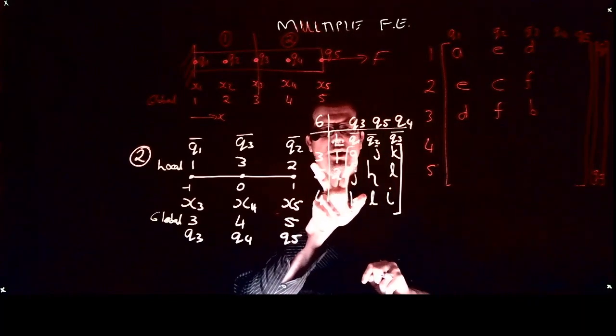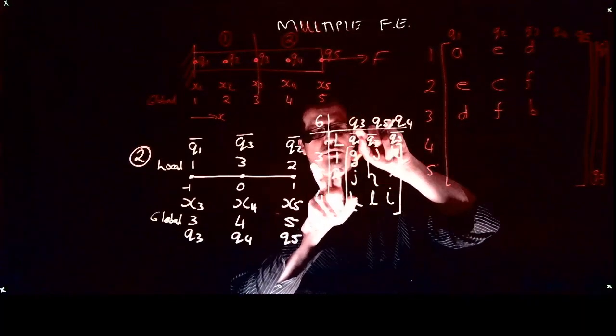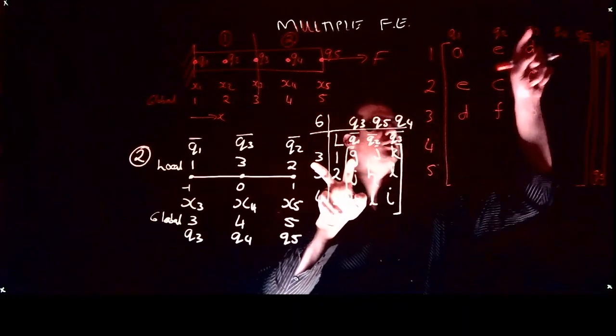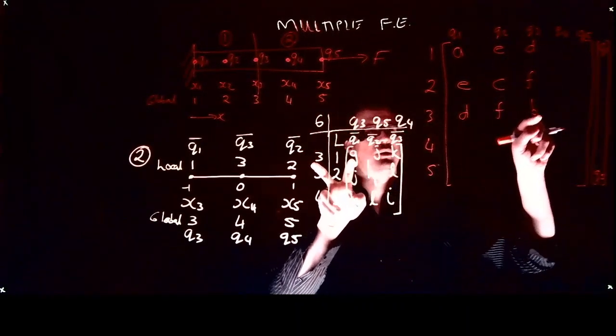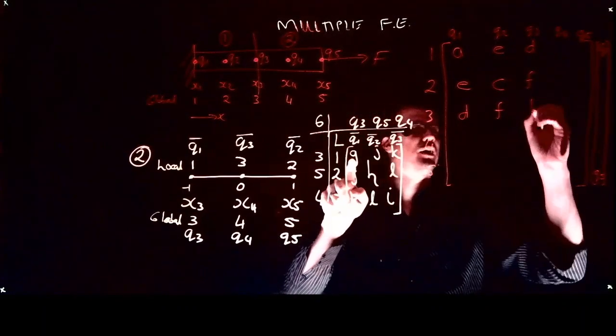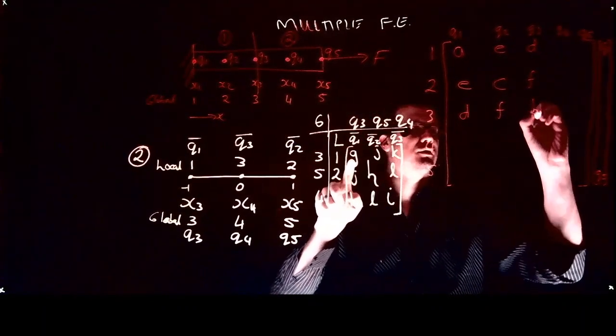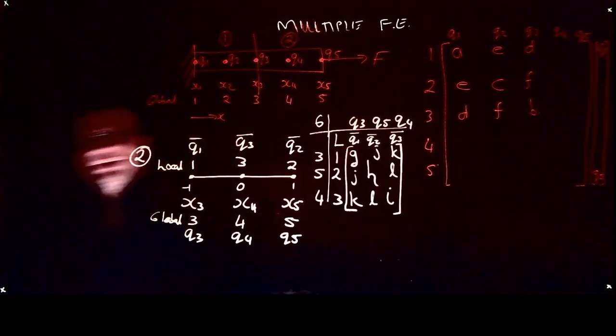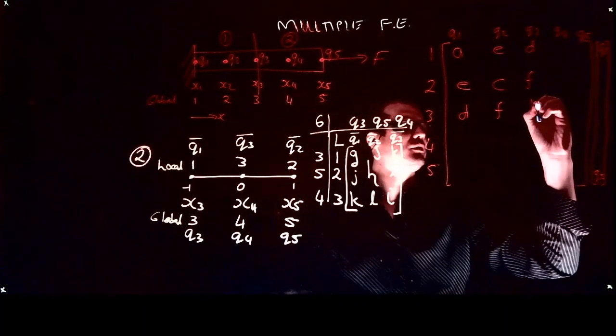Okay. The next thing we see is that local node, this column 1, is associated with Q3. So G will go into Q3 position. Okay. So that's where the G must go in. And I don't override what's here. I add to what is here.